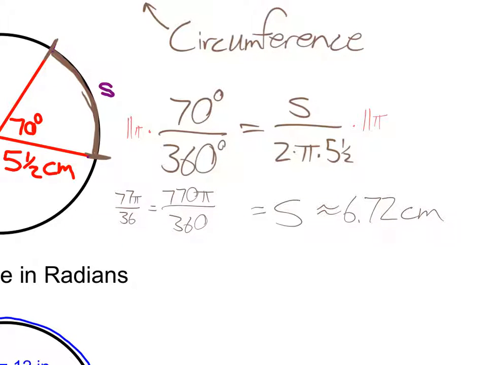So we're able to find that distance along the arc. We know how far we've traveled here by using the proportion. Any questions? Okay.